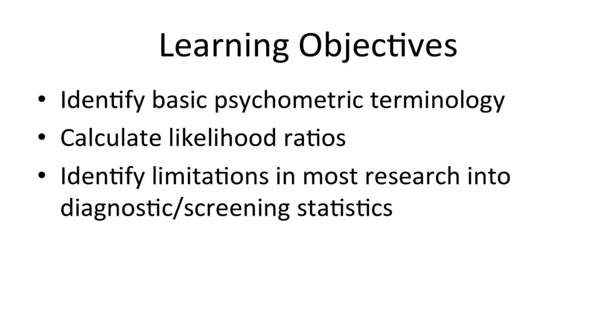The learning objectives are that you are at least familiar with some basic psychometric terminology and that you're able to calculate likelihood ratios. There are several steps that I outlined in the subsequent slides that I think will make it as easy as 1, 2, 3, possibly 4 and 5. And then identify some limitations in most of the research that's published so that you don't carry yourself with too much confidence thinking that the numbers that you obtain are as precise as sometimes they appear to be.